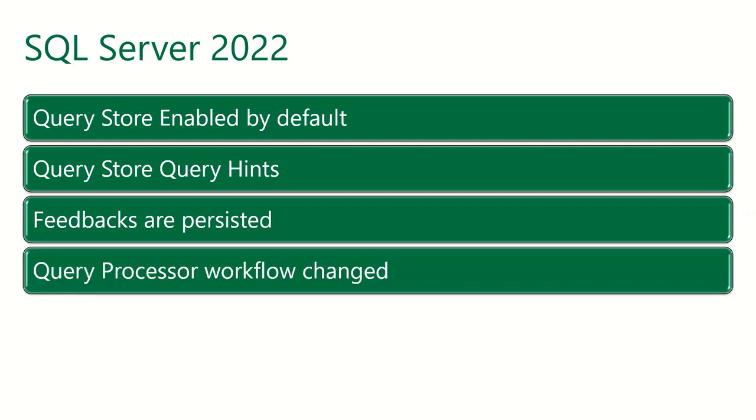And the query processor workflow changed. This means that the query processor checks query store about this information. The query processor needs to check query store. Is there any hint applied to this query? Is there any feedback applied to this query? And change the workflow of the query processing according to the information stored in the query store. So the query store in SQL Server 2022 is not only a history anymore, it is an active part of the query processing system.